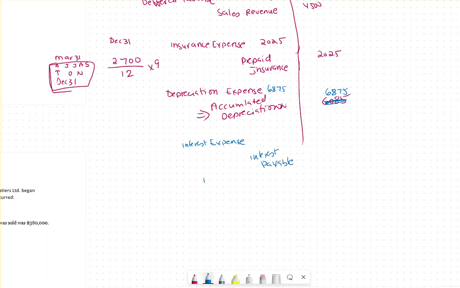And how much is going to be? 150,000 we borrowed. Our interest is 4%. 11 months are gone by. I will get 5,500. So interest expense is 5,500, and my interest payable will be a credit of 5,500.